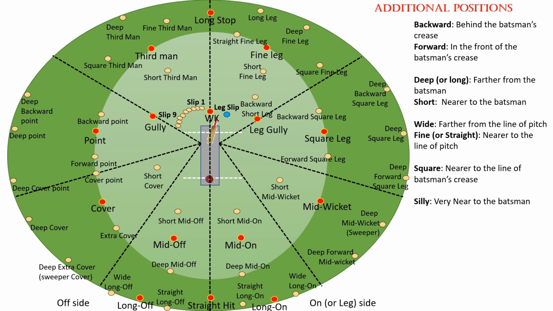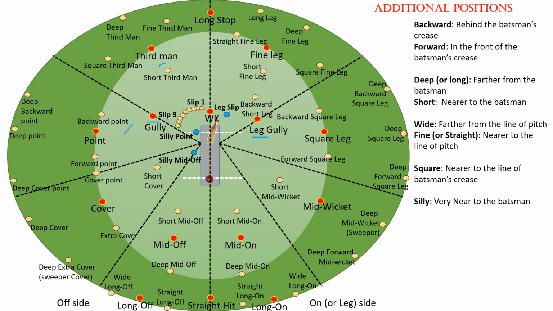There are two other important positions. One is the gully position, which is somewhere in the middle of the point area and the third man area, and is generally behind the slips area. And then there is the leg gully, which is on the on side, which is, you can say, corresponding to the gully position on the off side. It is the on side gully position.